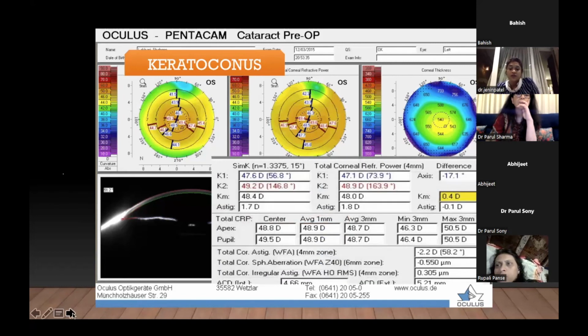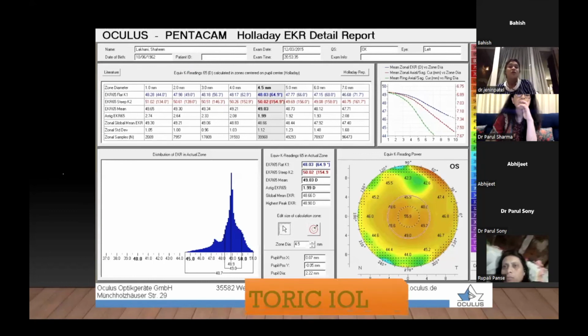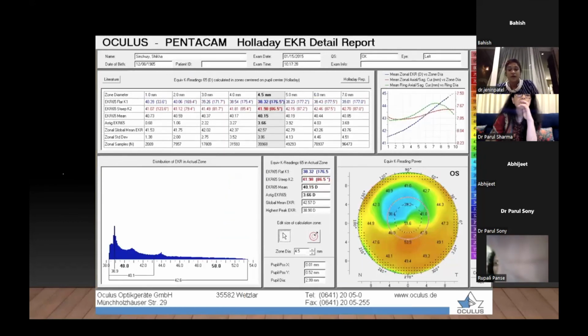So this is a patient who has a corneal astigmatism of 2.2. Again, you have a spherical aberration of -0.5. This particular patient has a single peak, which we see here, and we would do a toric IOL. Now, if you are possibly able to get a non-aspheric toric IOL, then that would be a better choice for this patient than an aspheric toric IOL.